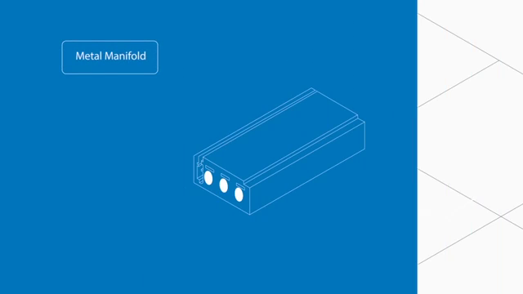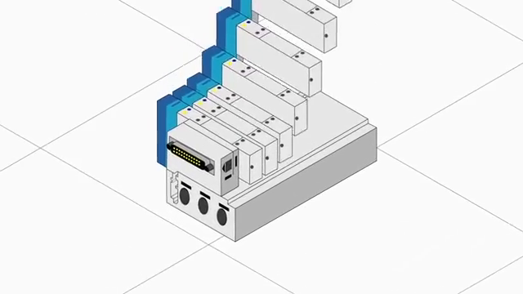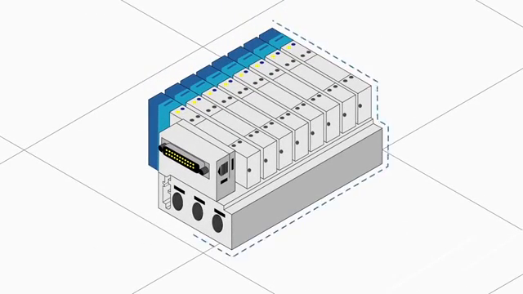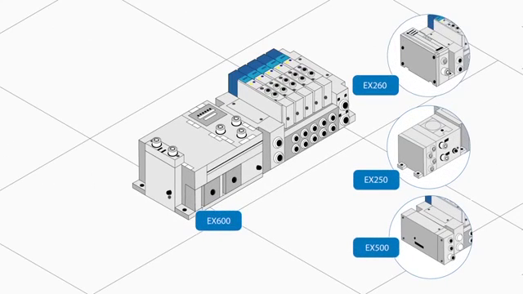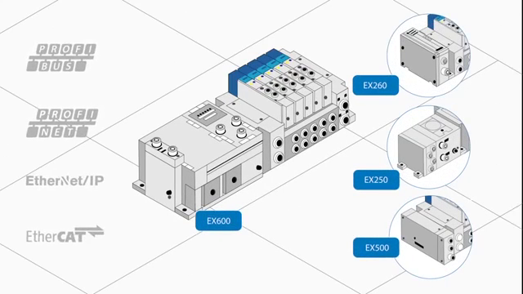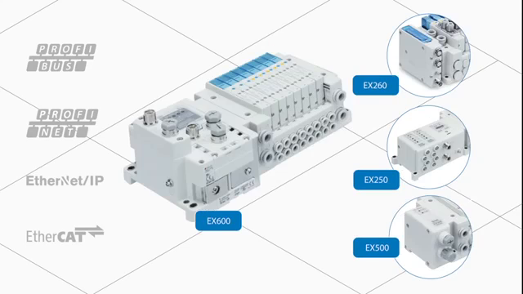A metal manifold is cost-effective, but cannot be modified. It's the perfect choice for batch production using a single manifold configuration. Valves may be controlled with a fieldbus system from any of the major PLC manufacturers and may be fitted with input and output modules as required.